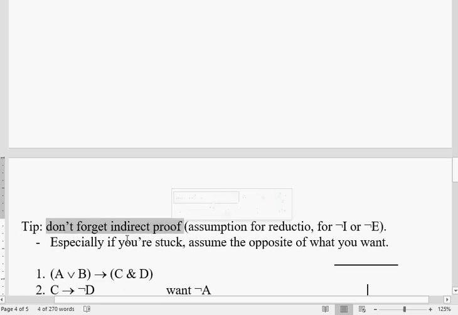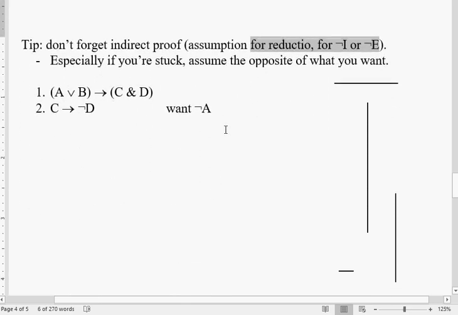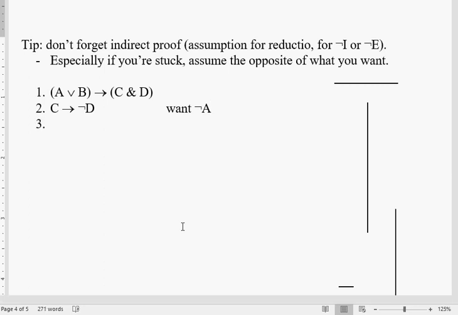Indirect proof is assuming the opposite of what you want to prove, so we call that an assumption for reductio, and that's our negation rules, negation introduction or negation elimination rules. I recommend these rules, especially if you're stuck not knowing what to do next in a proof.